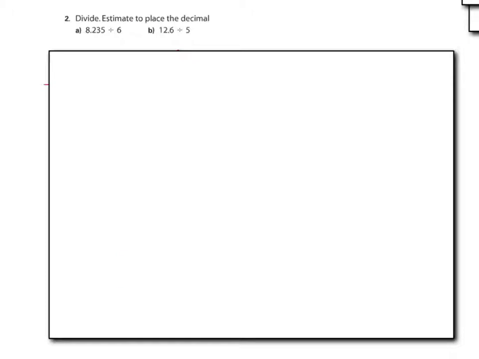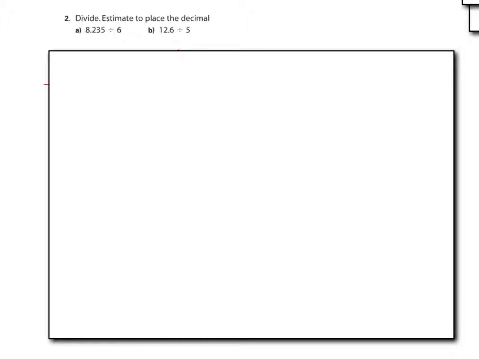All right, now try these two, 8.235 divided by 6 and 12.6 divided by 5, and use again whatever strategy you prefer, repeated subtraction or division, long division, or even short division if you'd like. Whichever you prefer sounds good to me. Remember, it is good to be able to use more than one strategy. Just makes you a little bit more flexible in your math thinking. All of the strategies should, of course, end up with the same answer. So press pause and try these two now.